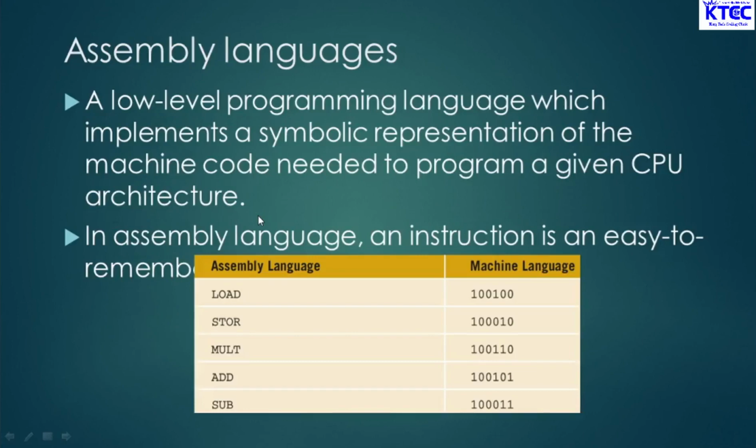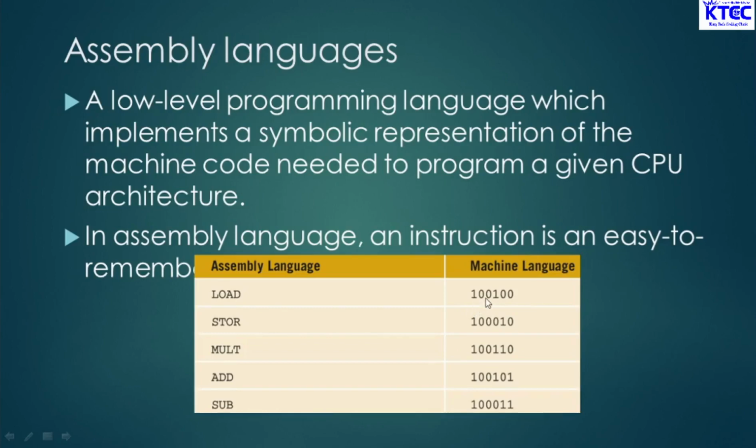Good. Now this brings us to assembly languages. What are assembly languages again? A low-level programming language which implements a symbolic representation of the machine code needed to program a given CPU architecture. So in a nutshell, what the assembly language does is that the zeros and ones in machine language have been combined to form mnemonics in assembly language. So let's look at a typical example.